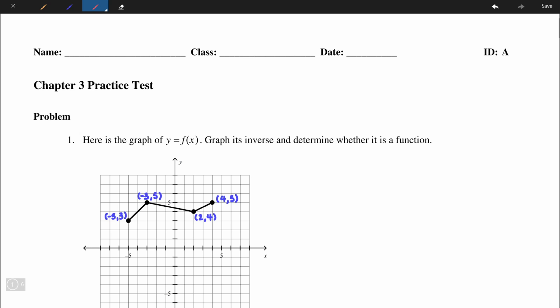So we'll have the points (3, -5), followed by the point (5, -3), we'll also have the point (4, 2), and finally the point (5, 4). So now we can connect the points together to form a graph. And this is what the inverse will look like.